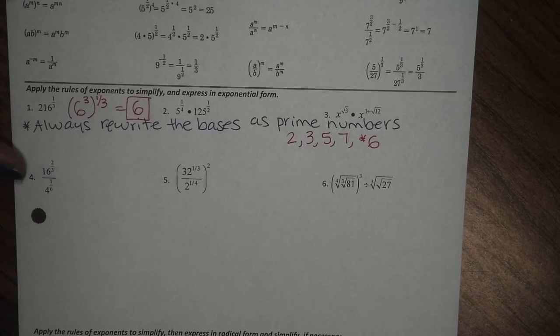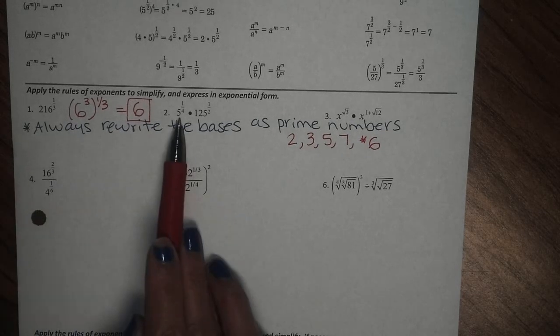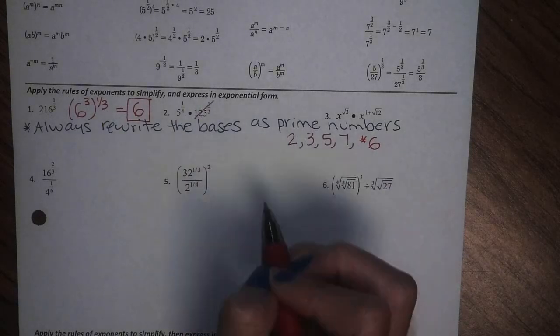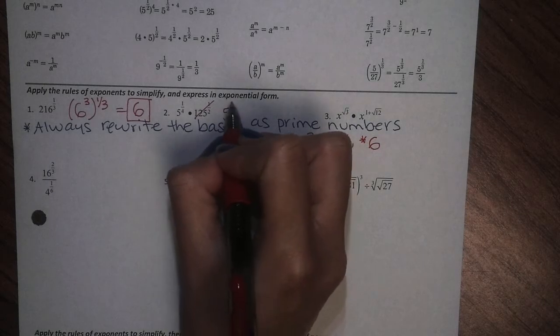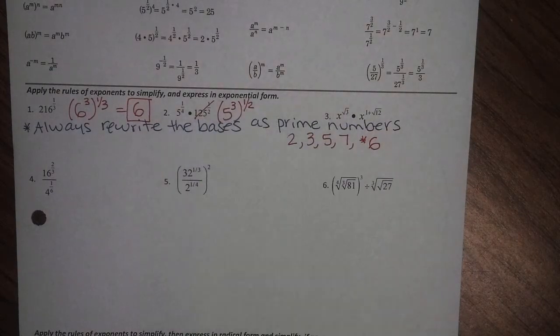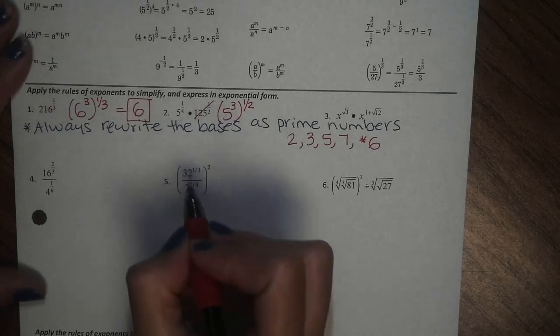Number 2, let's rewrite the bases as prime numbers or as a 6. 5 is already a prime number. That's good to go. 125, however, needs to be written as 5 to the 3rd. And now remember, it's being raised to a half. So when you see 125, you want to write that as 5 to the 3rd. Again, that's another cube. Memorize it and recognize it.